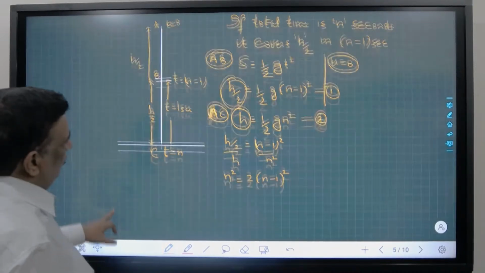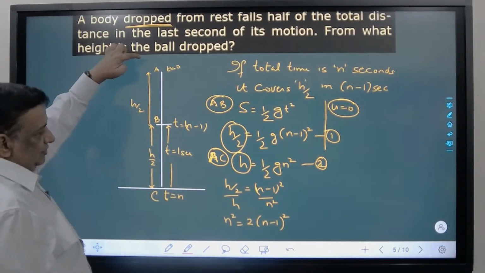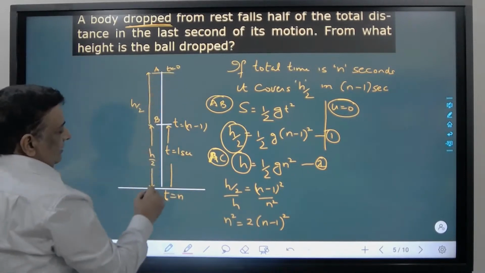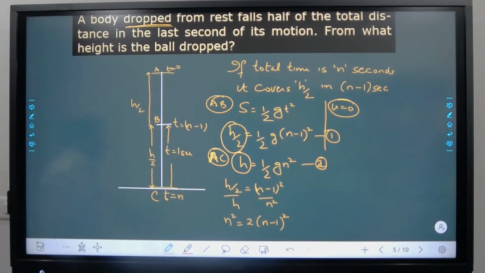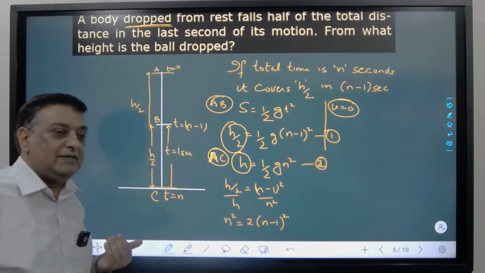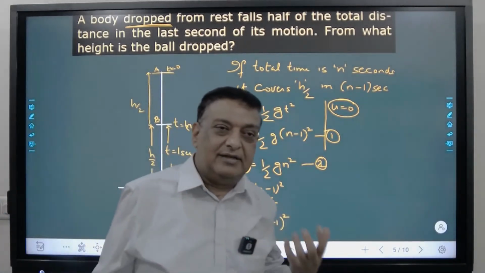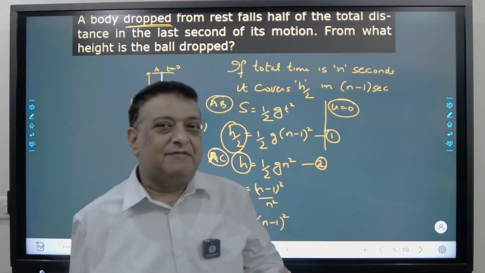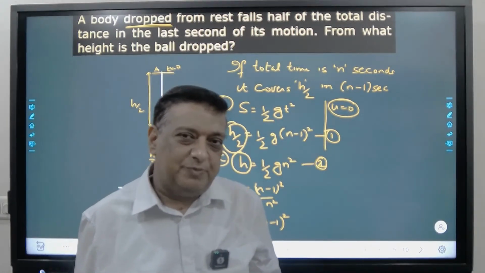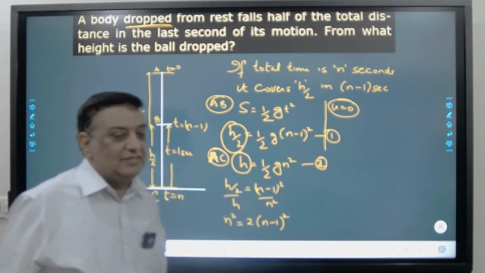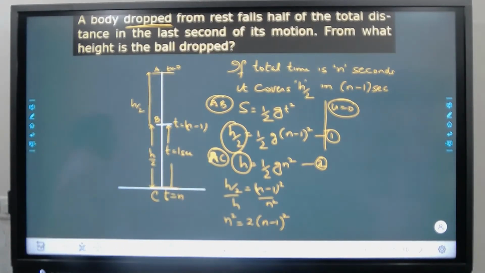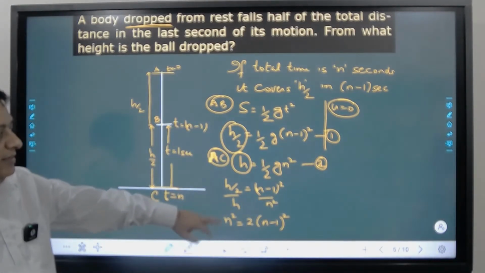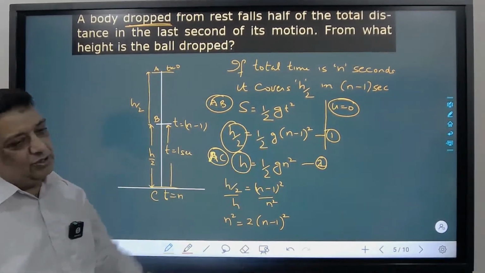We are given that the total distance traveled is h, say from A to C. If A to C time taken is n seconds, and in the last second it covered half the distance, that means in n minus 1 seconds the remaining half. So we say if in n seconds it travels a distance of h meter, in n minus 1 it travels a distance of h by 2. So first you find the value of n, substitute n in any of these two equations, and you will get the height.